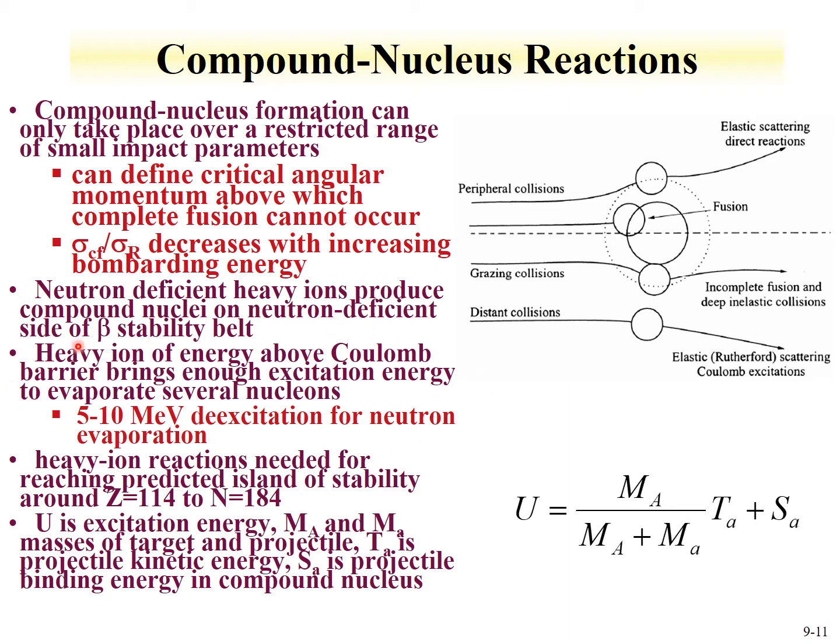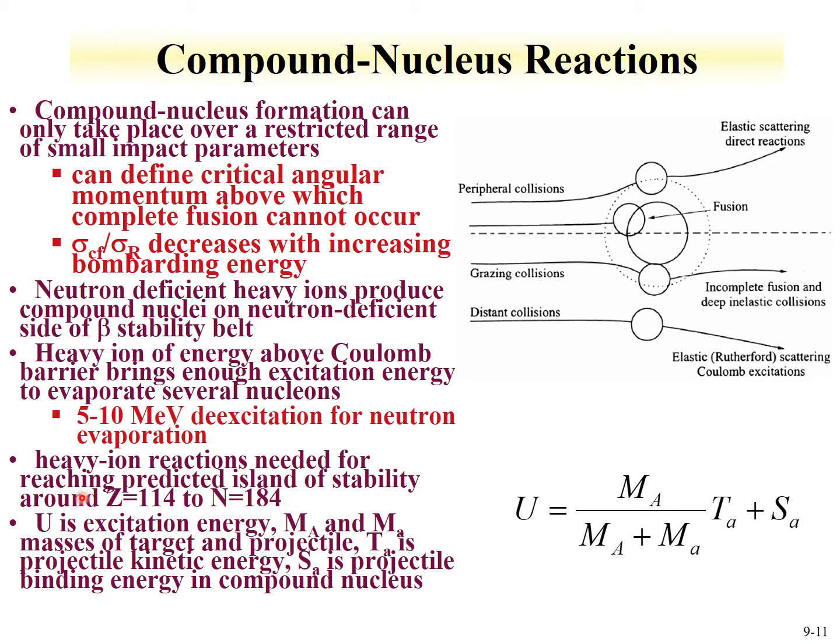During these heavy ion interactions, shown here, where the nuclei fuse, when this compound nucleus is formed and it's in the excited state, it can de-excite with the emission of neutron evaporation. And these are the reactions that are used in heavy element production, where you get a compound nucleus formed and the emission of neutrons to form the ground state of the heavy element. These heavy ion reactions are needed for reaching the predicted island of stability in the heavy element regime: Z of 114, N of 184.